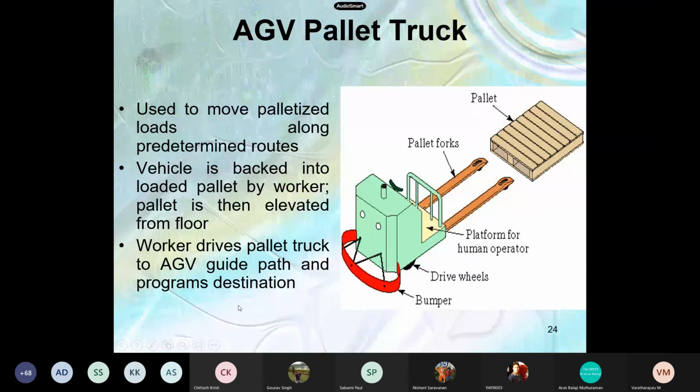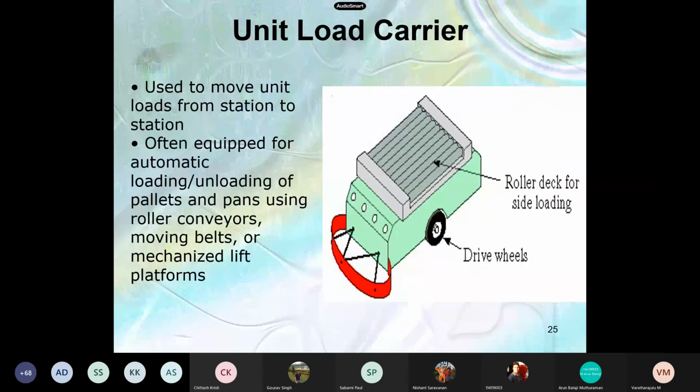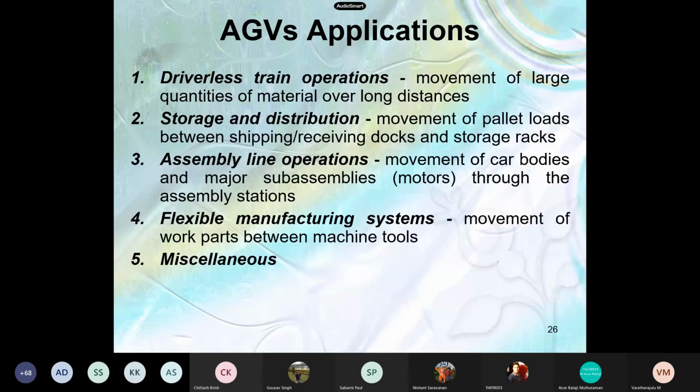accessories or nomenclature related to the AGVs: bumper, drive wheels, platform, human operator, and pallet, fork and pallet. And the unit load carrier has the drive wheels and roller disc for side loading. And AGV applications are driverless train operations, storage and distribution, assembly line operation, and flexible manufacturing system.